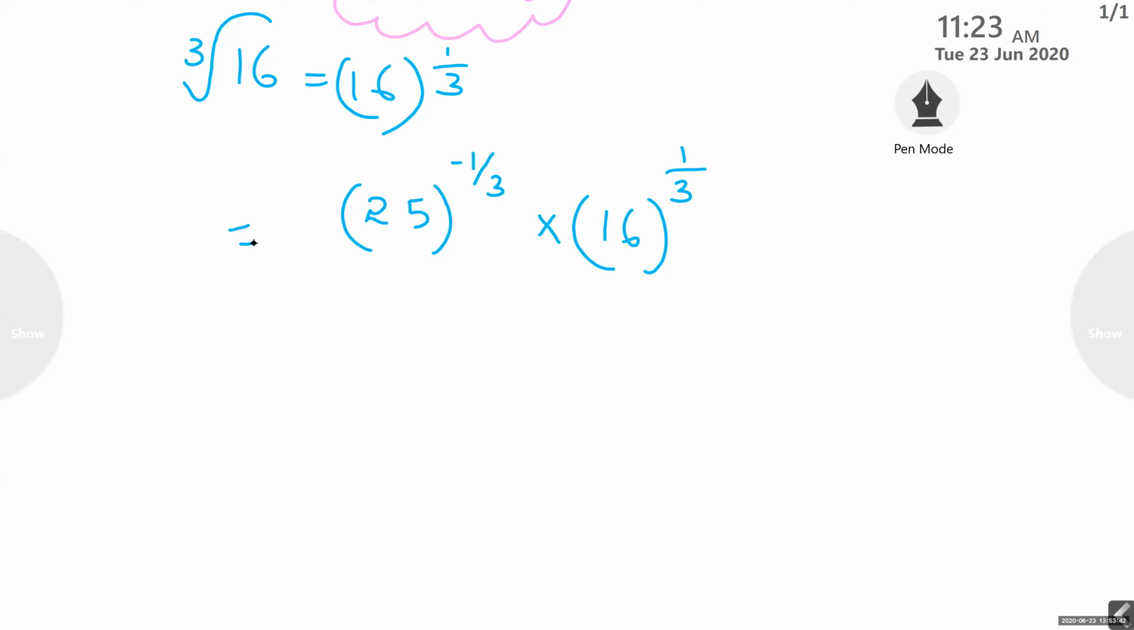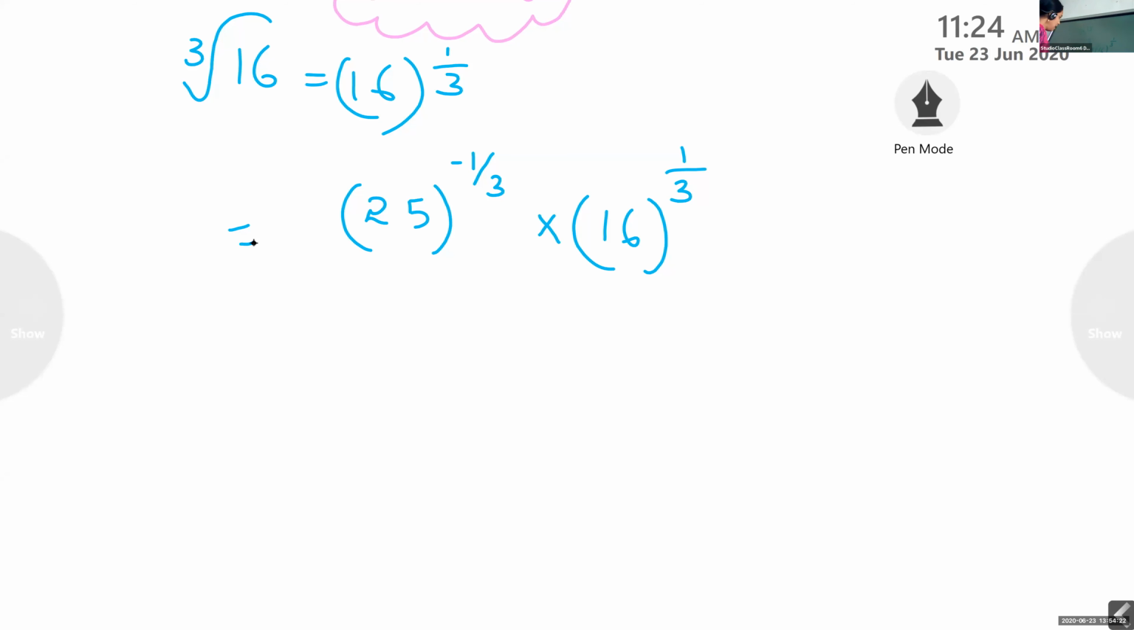Reciprocal. Reciprocal means 25 raised to 3 by 1? No, the exponent's reciprocal will not change. That is a big mistake you are making. There is no law of writing the exponent's reciprocal. The number, the base, we are writing the reciprocal, upside down. Numerator as denominator, denominator as numerator.